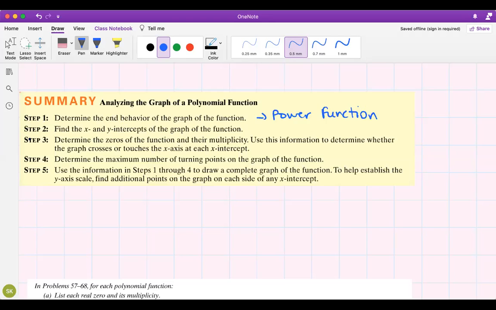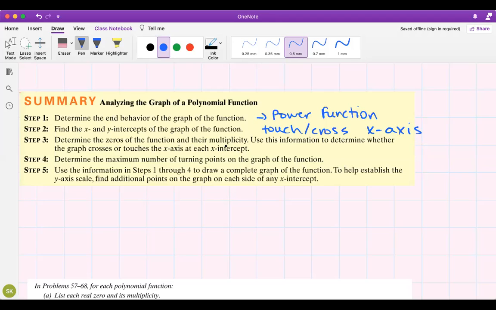The second step that's going to help you draw a polynomial function is to find the x and the y intercepts of the graph. When you find the x-intercepts, you want to figure out if you're touching or crossing the x-axis at those x-intercepts, and you're looking at the multiplicities. So you're going to figure out if you touch or cross the x-axis when you find these roots, which are the x-intercepts. And that's step 3. So step 2 was to find the x and y intercepts, and then step 3 is to figure out if you touch or cross the x-axis using the multiplicity.